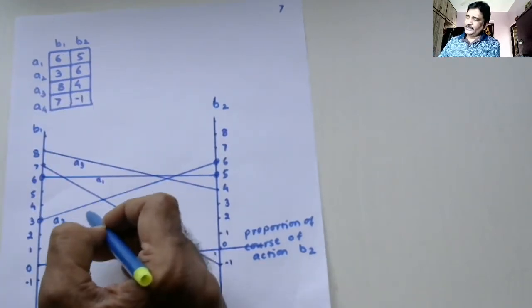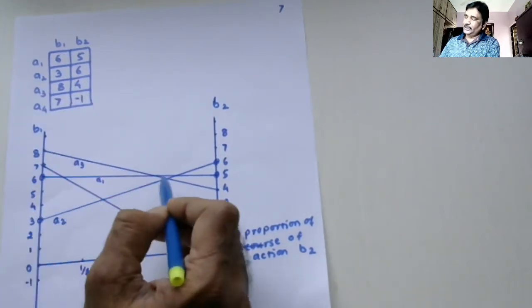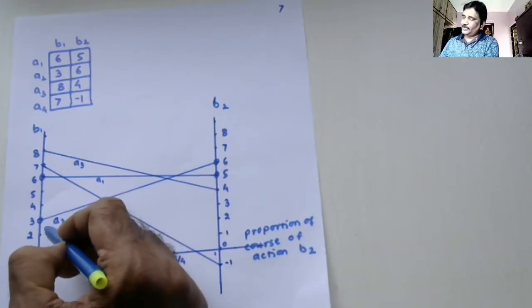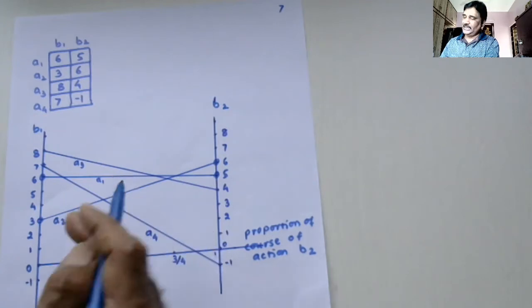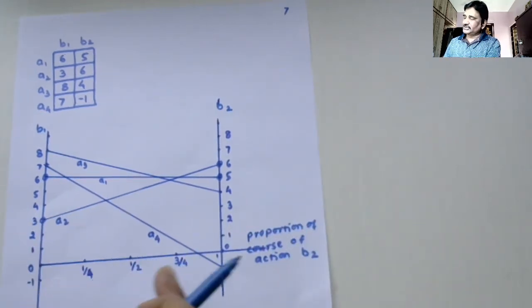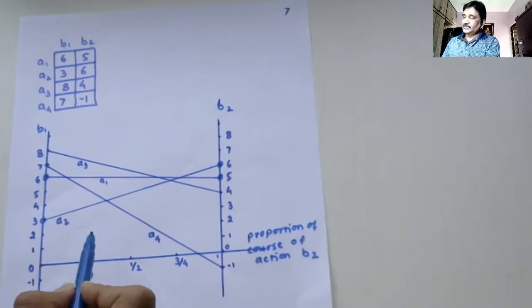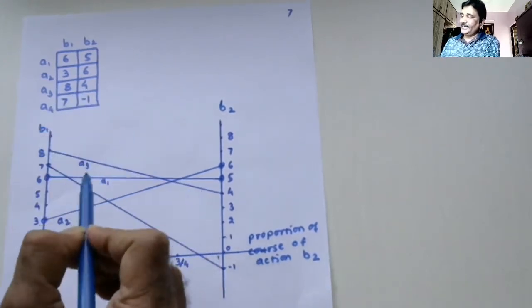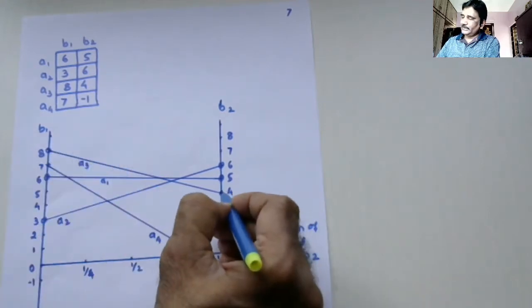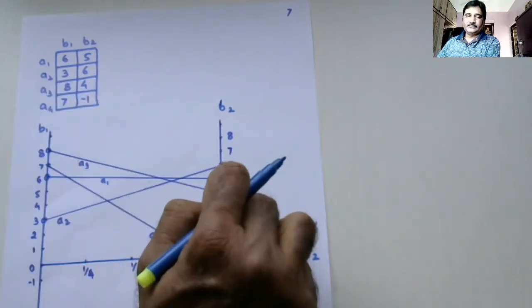So 3 and 6 we have joined, and this line we have labeled as A2. That signifies that if player A plays A2, then the loss to player B will be changing from 3 to 6 as the proportion of course of action goes on increasing from 0 to 1. Then likewise the third line, 8 to 4: 8 here and 4 here. So join that with a line.